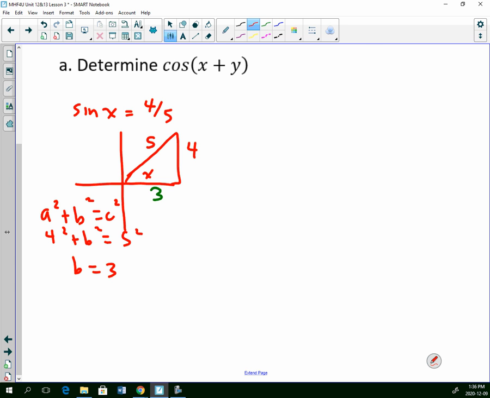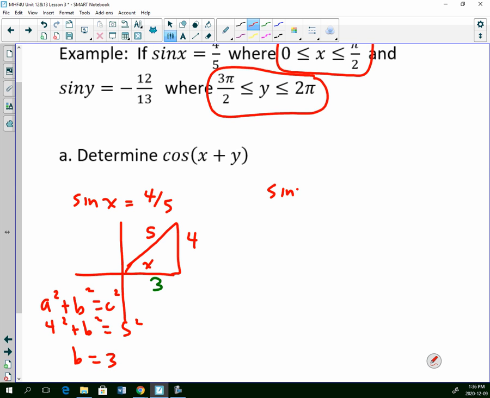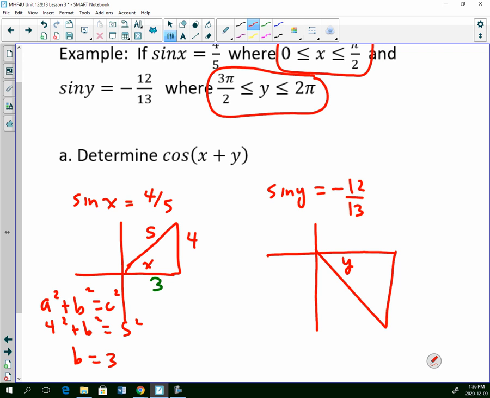And then I'm going to locate angle Y. It says sine Y is negative 12 over 13, and it says it's in quadrant 4. So I'm going to draw that triangle in quadrant 4 and label that angle Y, and I have the opposite side and the hypotenuse. And again, we're going to use Pythagorean theorem to find the missing side. And so B will work out to be 5. So we'll put that.